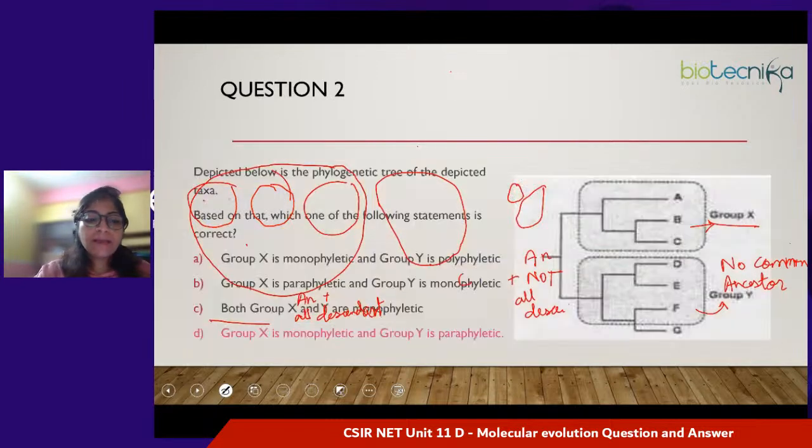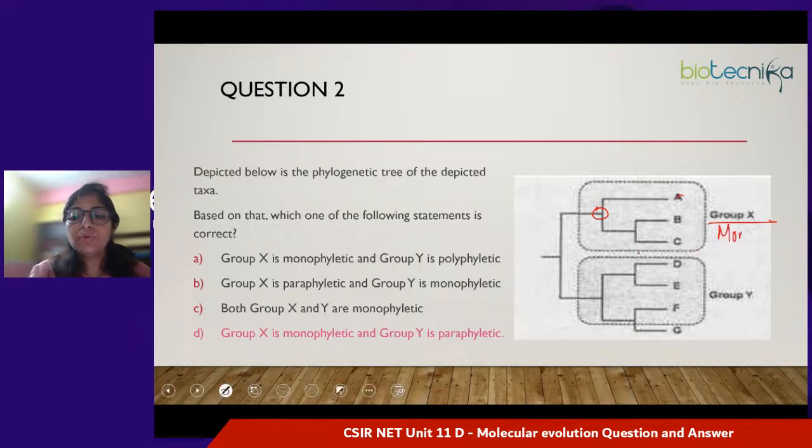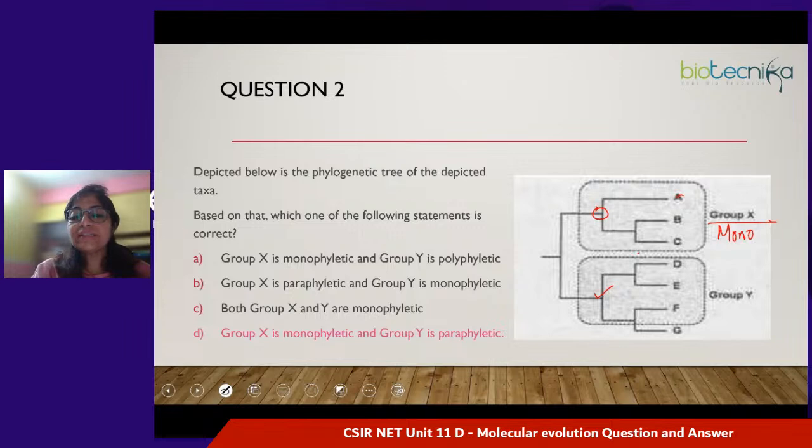Now, if we go back and see our question here, in this group, what do we see? That the common ancestor plus all its descendants are considered, right? So it will be monophyletic. In Y, what is there? The common ancestor is there, but all of its descendants are not considered. G is left out of the group. So it will be paraphyletic.